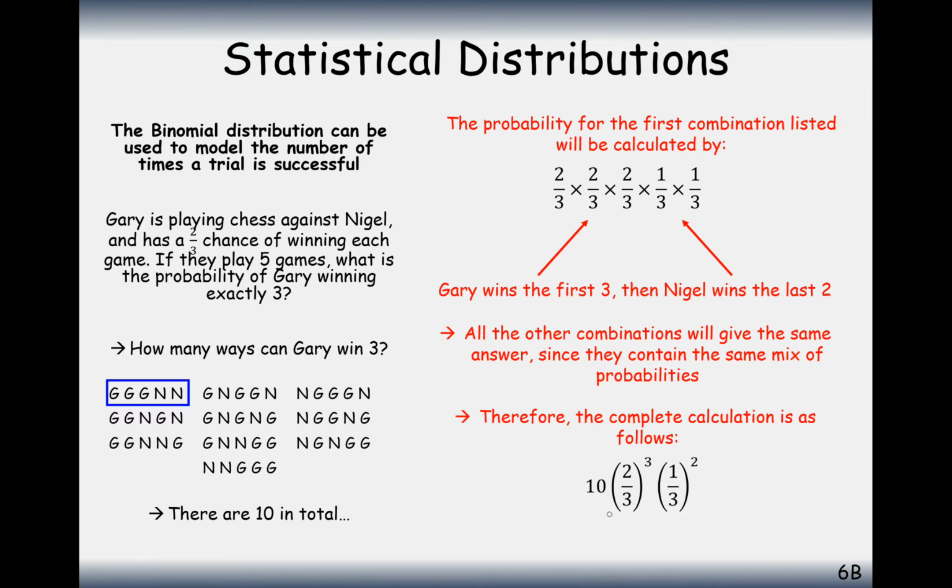So effectively what we have here at the front, the 10, represents the number of different orders that this win and loss can happen, times the probability of winning to the power of the number of wins, and then we've got to counteract that with counting our failures. So that's the probability of failure, or probability of losing, to the power of the number of times we've lost. Okay, so it's a simple way of calculating the probability here when we take lots of different combinations into account.